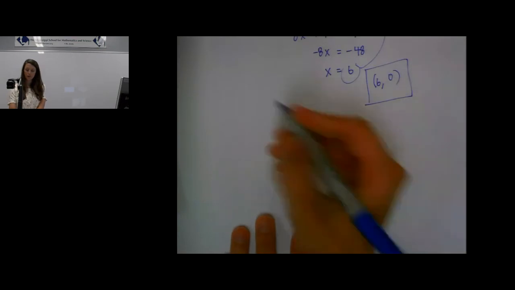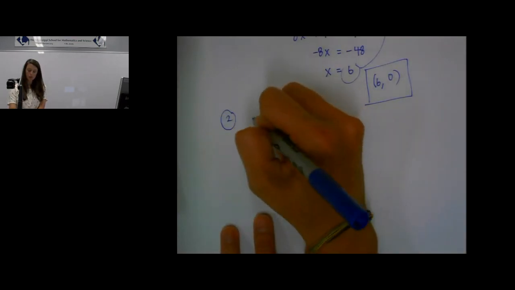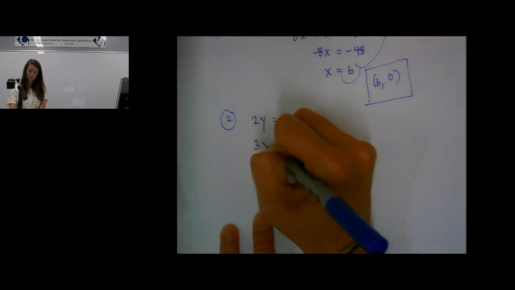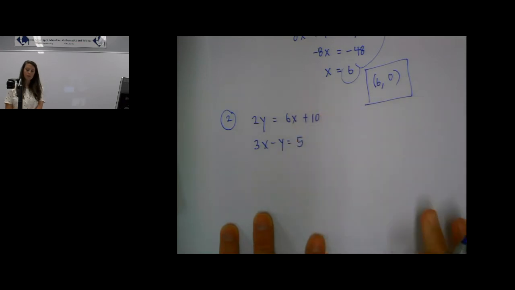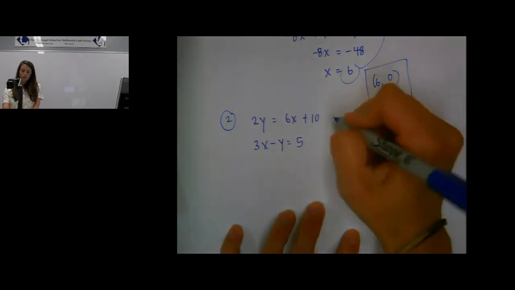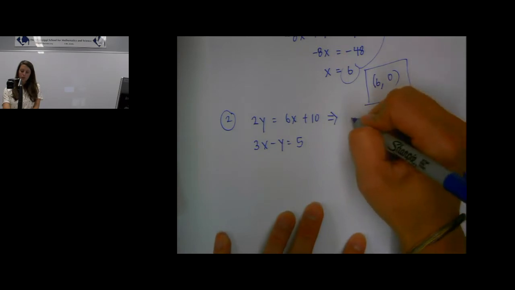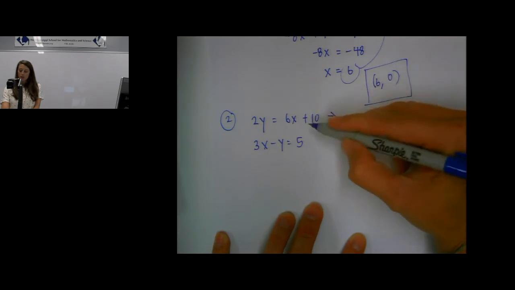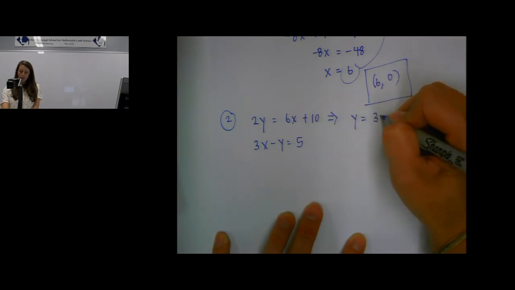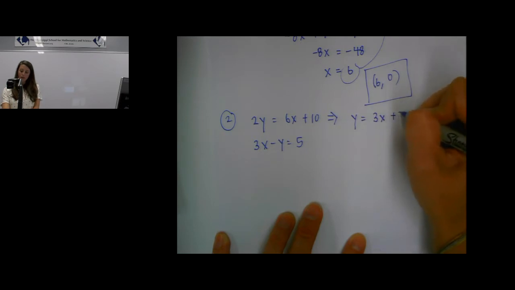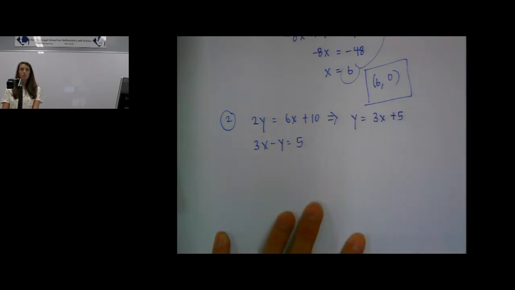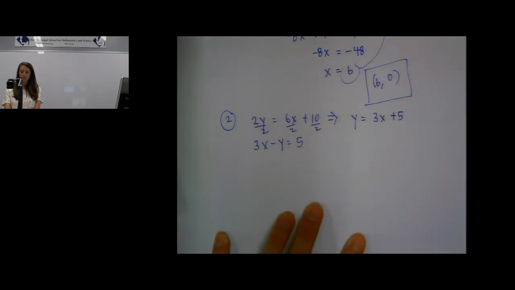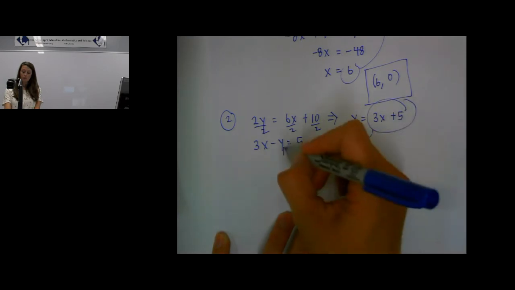All right, I do want to do one more because I didn't really show you one yesterday like this. If I wanted to solve this one by substitution as well, let's go ahead and solve this equation for y. So that's going to be y equals, divide each one of those by 2. So 6x divided by 2 would be 3x, 10 divided by 2 would be 5. Okay, so I solved this equation for y. Basically I just divided everything by 2. Now I'm going to plug this in for my y here.